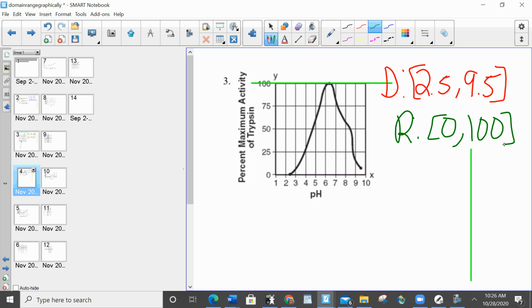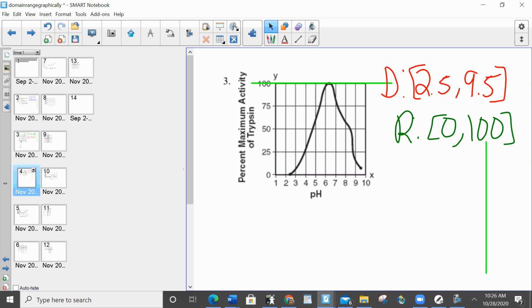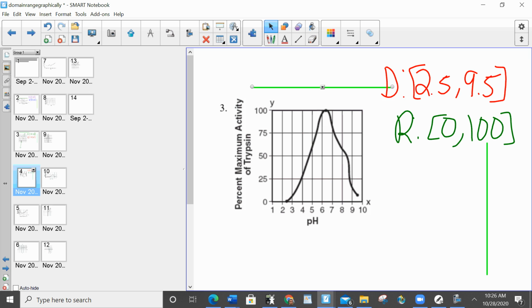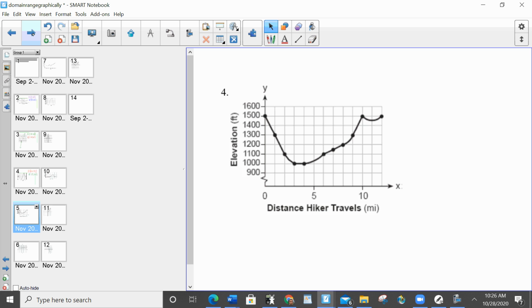Again, domain, hold your pen vertically. I literally want you to take your pen, hold it up to the screen, hold it vertically, and travel from left to right. That's for domain. For range, I want you to take your pen, hold it horizontally, and travel from bottom to top. Why don't you try number 4 on your own?